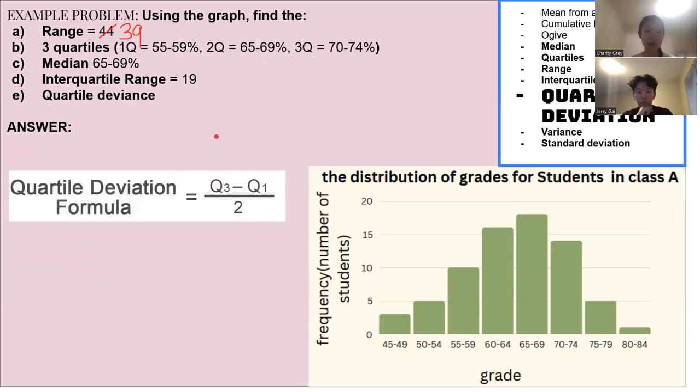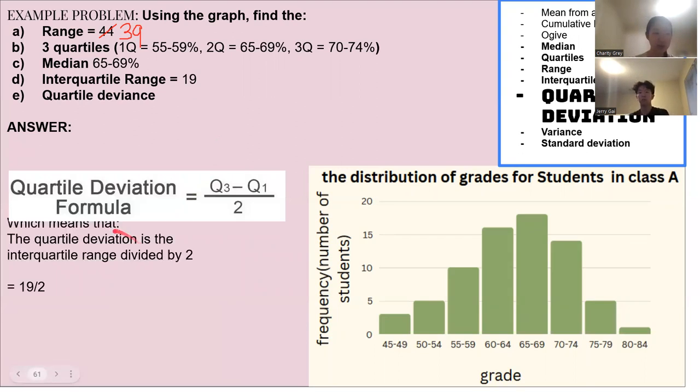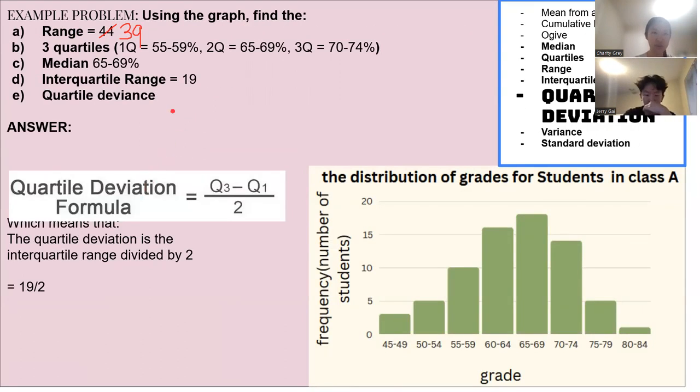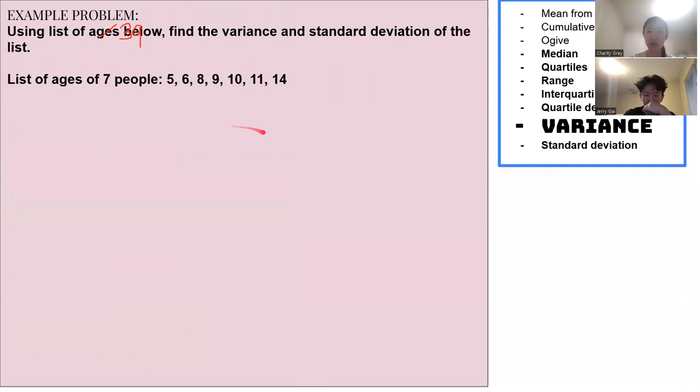So, looking at the quartile deviation formula, we can observe that the quartile deviation is the interquartile range divided by 2, which we already have. So we have 19 divided by 2, which is an answer that you can solve on your own. Now we will be moving on to variance and standard deviation.